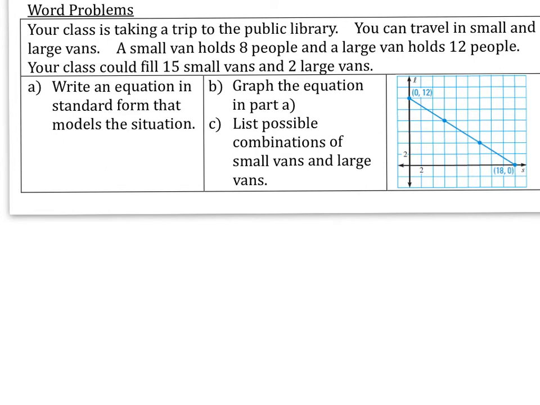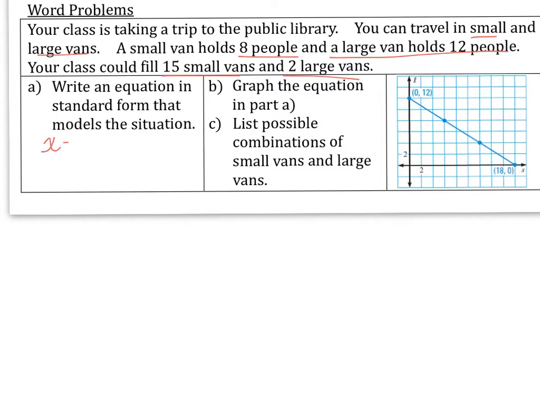For the following word problems, you will need to think about how to use the standard form as a way to solve for your answers. Okay, let's first take a look at the first one. Your class is taking a trip to the public library. You can travel in small and large vans. A small van holds 8 people, and a large van holds 12 people. Your class could fill 15 small vans and 2 large vans. A. Write an equation in standard form that models this situation.